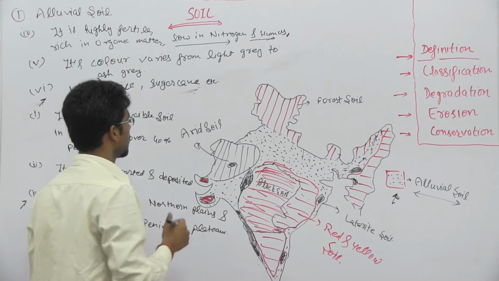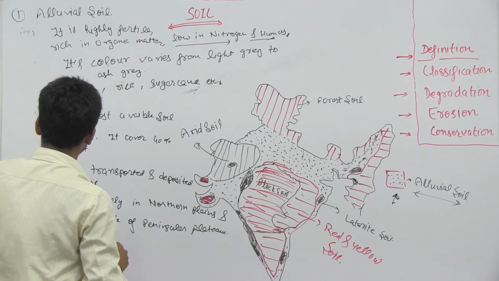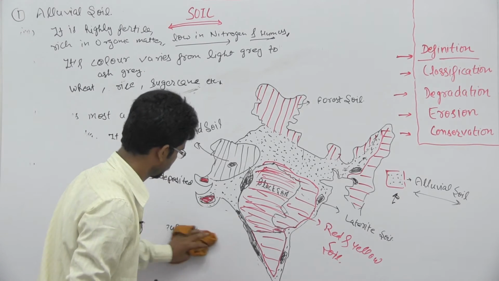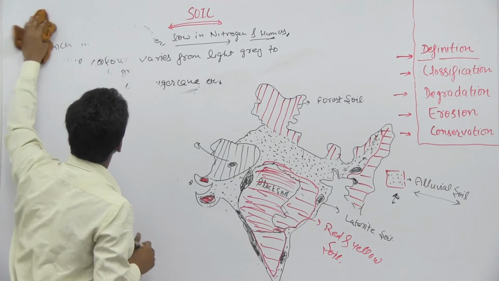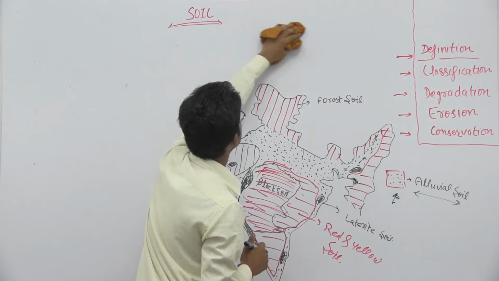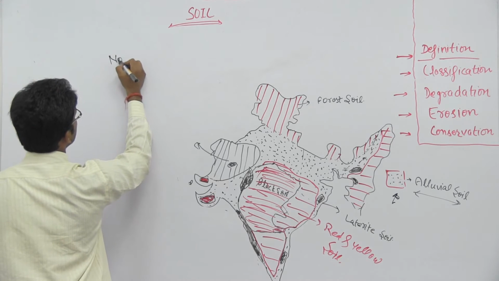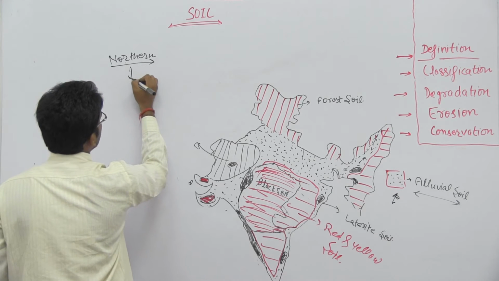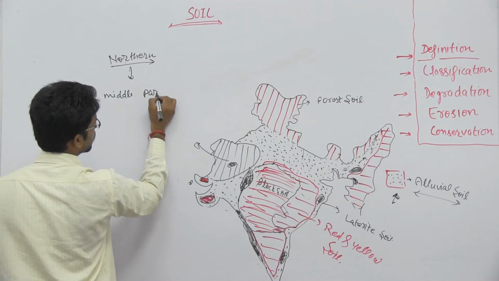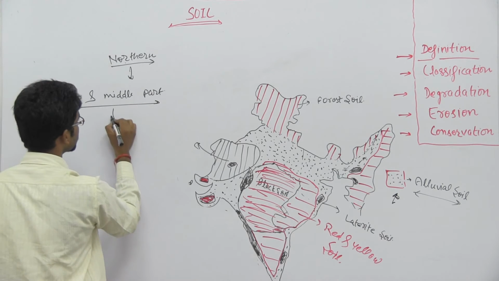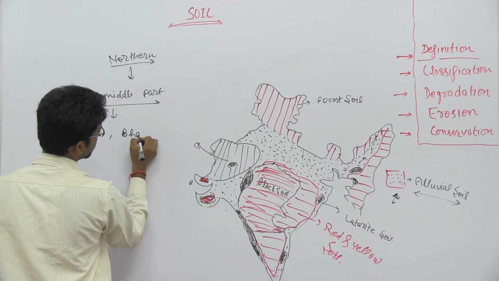And finally, this northern plains, basically the upper and middle region, is divided into two parts. You have already seen the northern plains and its division. So let me give you a brief idea about that. The northern plains. So the soil in the northern plains, the upper and middle part, has two types of soils, that is khadar and bhangar.